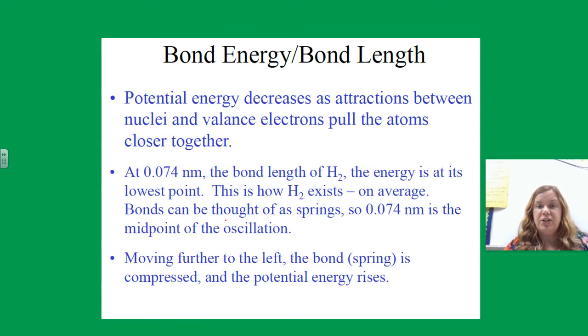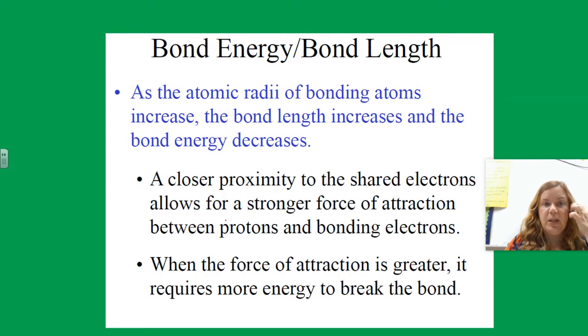Now, potential energy does decrease as attractions between the nuclei and the valence electrons pull the atoms together. So as the atom from one and the atom from the other, as the nuclei get closer together, we have a potential energy decrease because there's a greater attraction here. So again, this is just explaining what you saw on the graph before this.